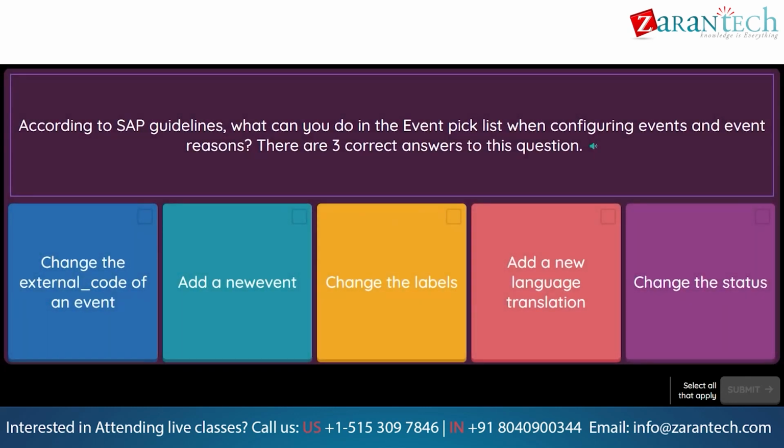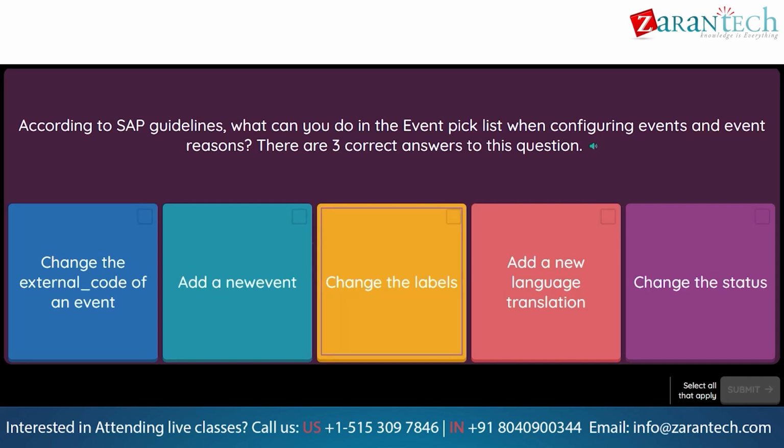Question: according to SAP guidelines, what can you do in the event pick list when configuring events and event reasons? There are 3 correct answers to this question. Option 1: change the external_code of an event. Option 2: add a new event. Option 3: change the labels. Option 4: add a new language translation. Option 5: change the status.